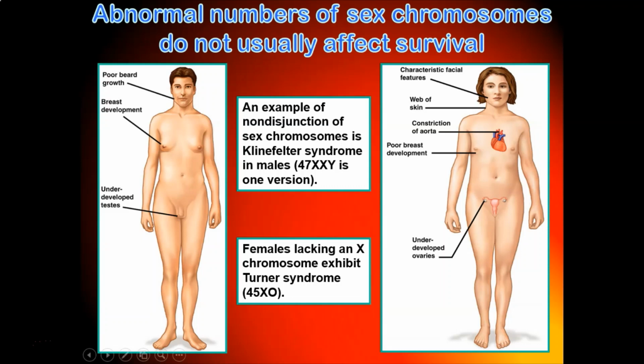So Klinefelter, you have an extra chromosome because of non-disjunction. And in this case, you're a guy. And in Turner syndrome, you're missing a sex chromosome because of non-disjunction. And in this case, you're a girl. But both of these can have very normal, regular lives.